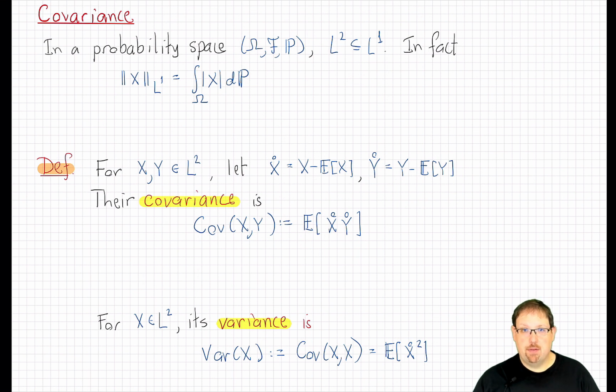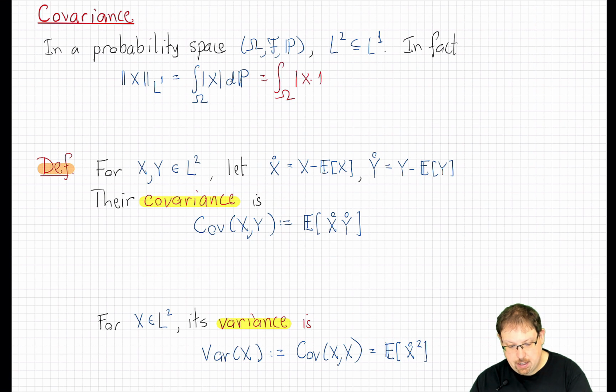Now we're working in a probability space, and remember, we showed that means that L2 is contained in L1. In other words, if you have a finite second moment, then you have a finite first moment. Well, let's look at that first moment, which is the same thing as the L1 norm of a random variable X, which is the same as the integral of its absolute value. I could cleverly write that as the integral of the absolute value of X times 1.